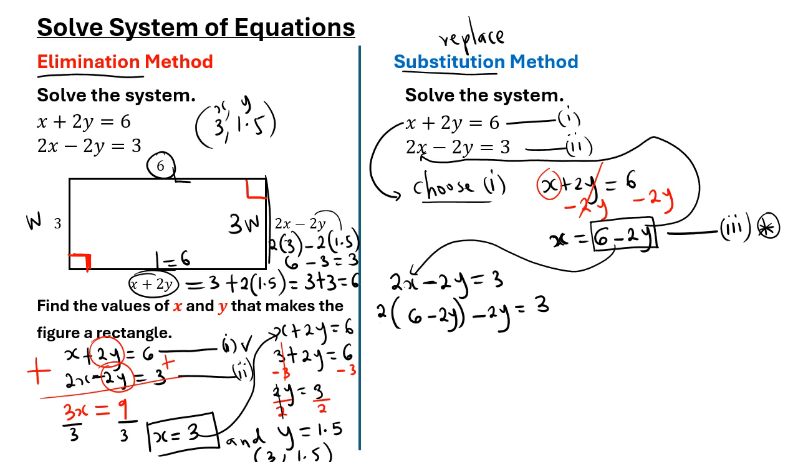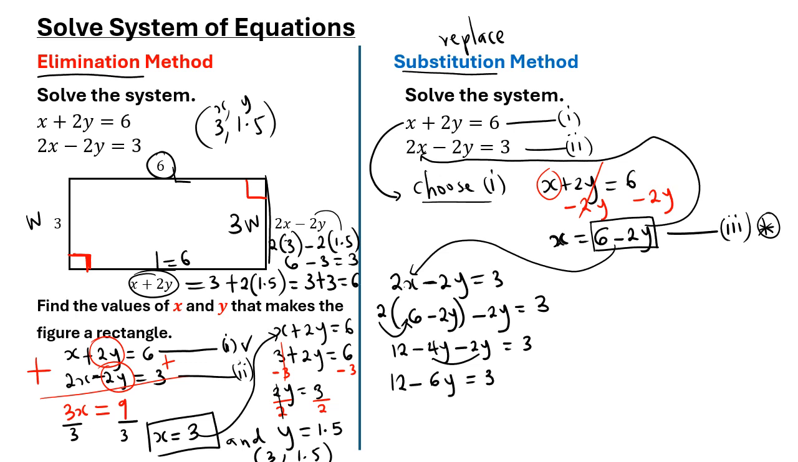So now I'm going to distribute. Use the distributive property. 2 times 6 is 12. 2 times negative 2y is negative 4y. Then I have minus 2y here, and that's going to be equal to 3. So I have 12. Now I'm going to combine negative 4y and minus 2y. Altogether, that's going to give us negative 6y, and that's going to equal 3.